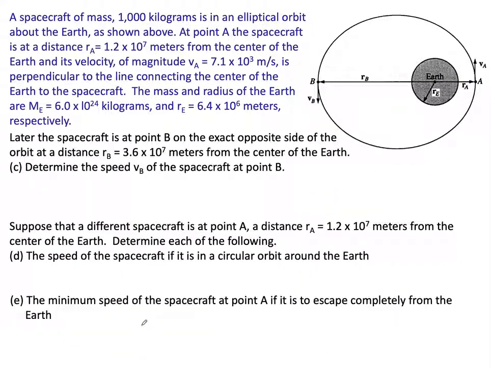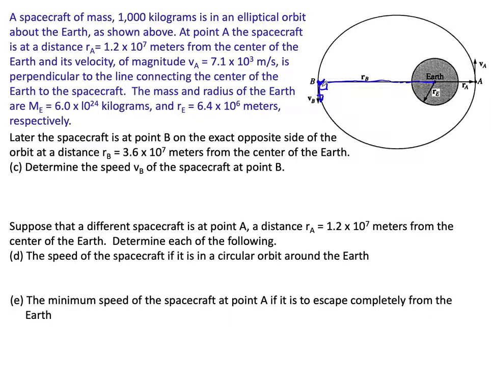Okay? And now the second part of it. Later, the spacecraft is over here at point B. Again, nicely perpendicular, on the opposite side of the orbit, at a distance that from the center of the Earth. Determine the speed of the spaceship. And you might say, oh man, this is going to be really, really hard. But here's where conservation of angular momentum makes it super uber easy.